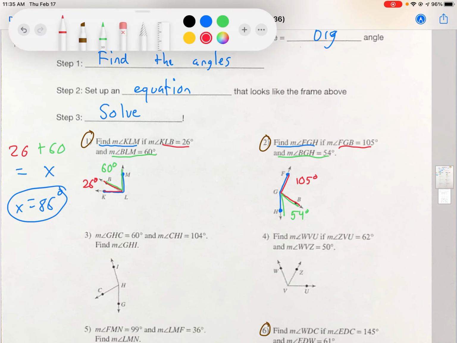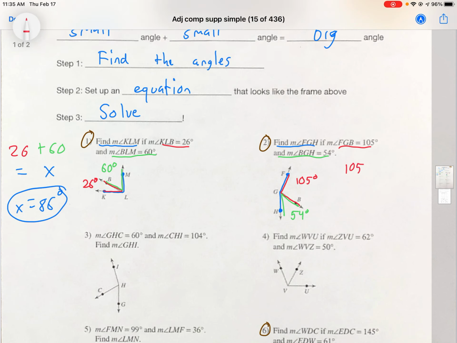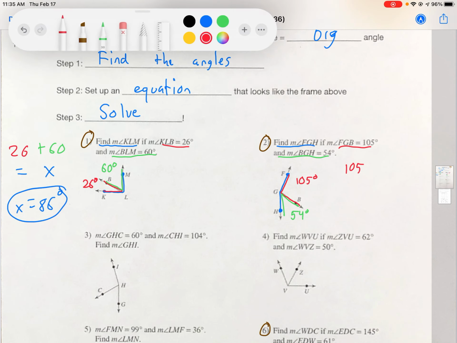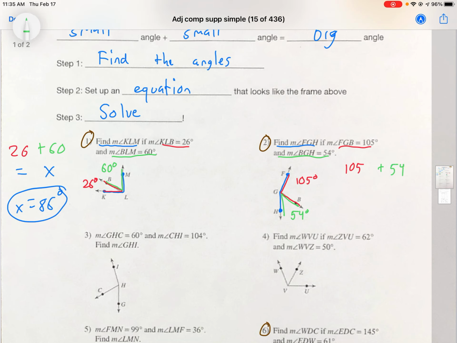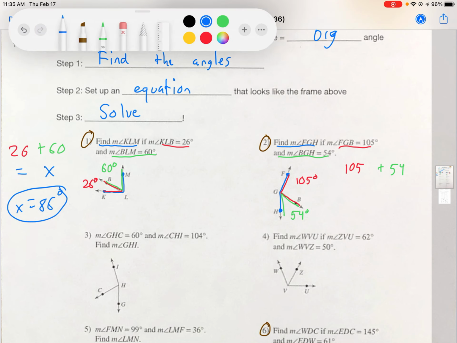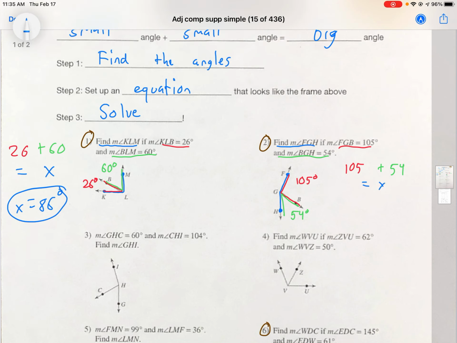This one is going to work just like number 1. I have my two smaller angles. All I have to do is add them together. 105 degrees for the first of the smaller angles, plus 54 for the second of the smaller angles, gives me the measurement of my big angle. And then my big angle equals 159 degrees. And you can go ahead and confirm this addition for yourself. Make sure Mr. Williams didn't make a mistake.